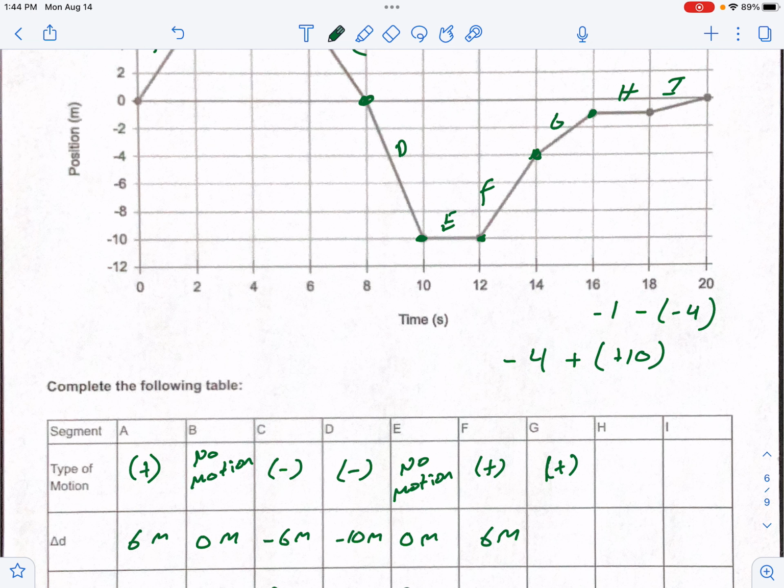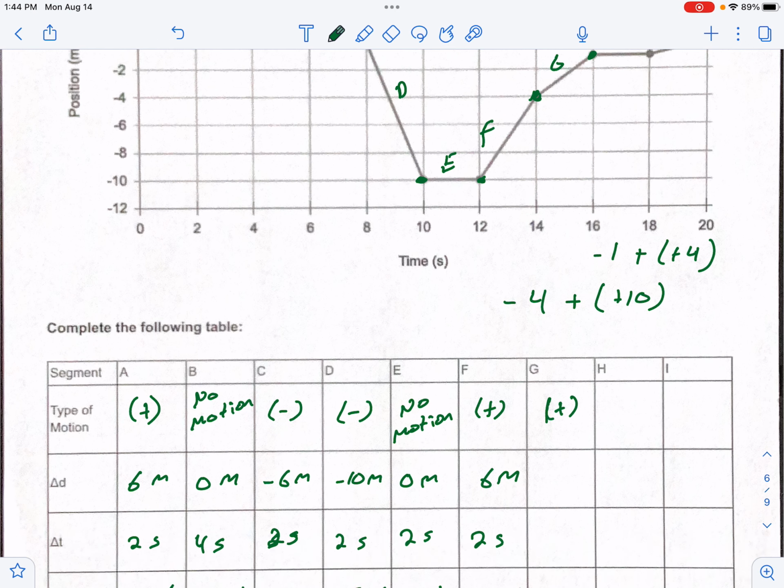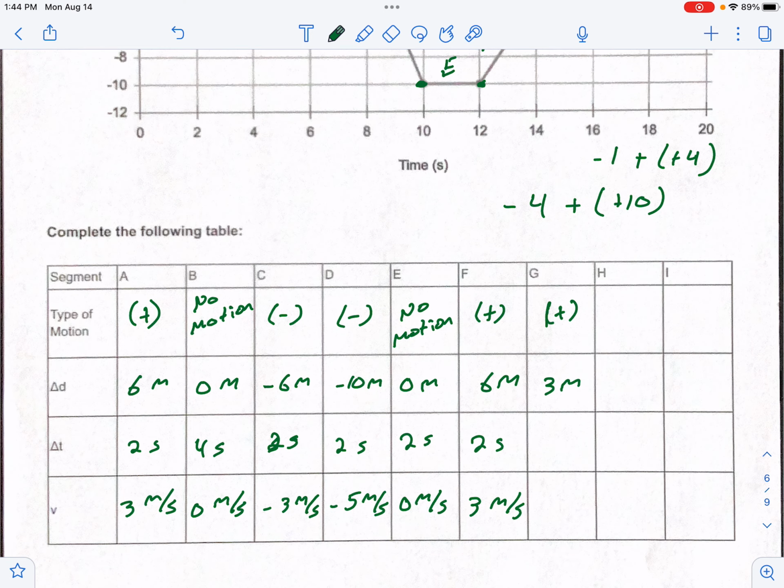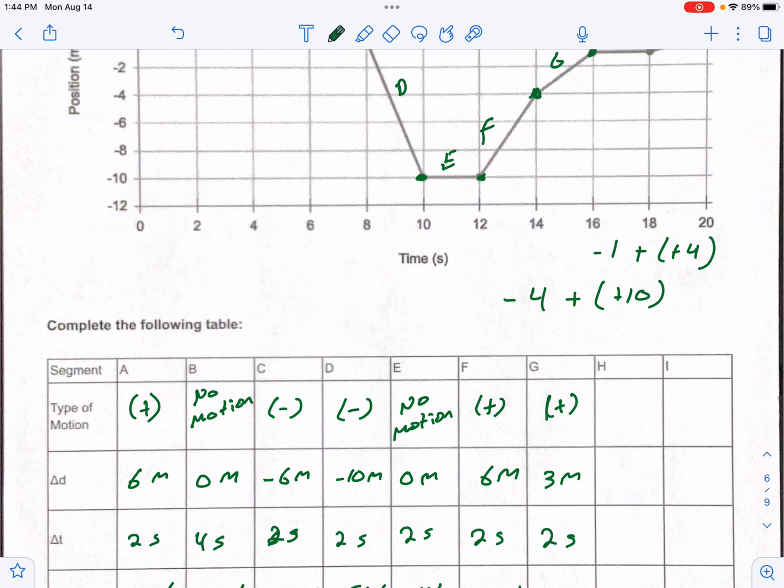Okay, so negative 1 minus a negative 4, is that going to be negative 1 plus 4, which is going to give me a plus 3 meters. And we went from 14 to 16, so that's 2 seconds. Now, 3 divided by 2 is going to give you 1.5 meters per second. So again, we do not want to leave it in fraction form. We want to go ahead and solve that and get the number.